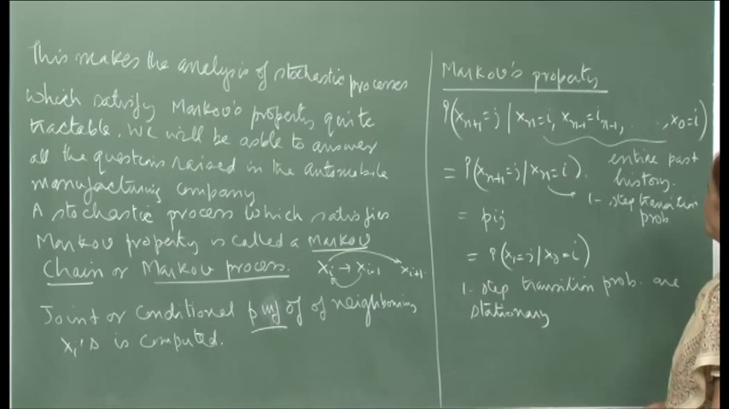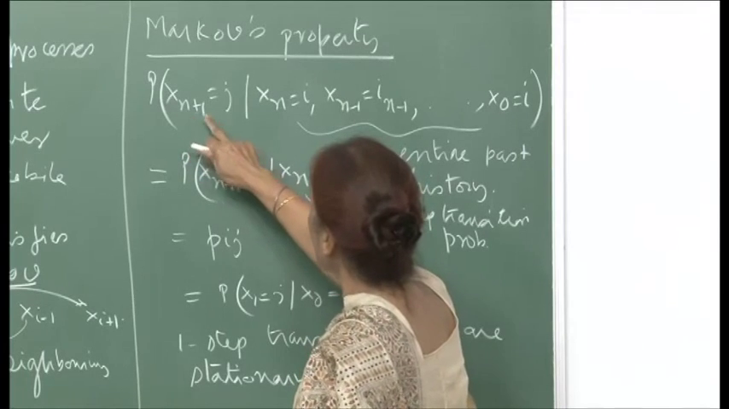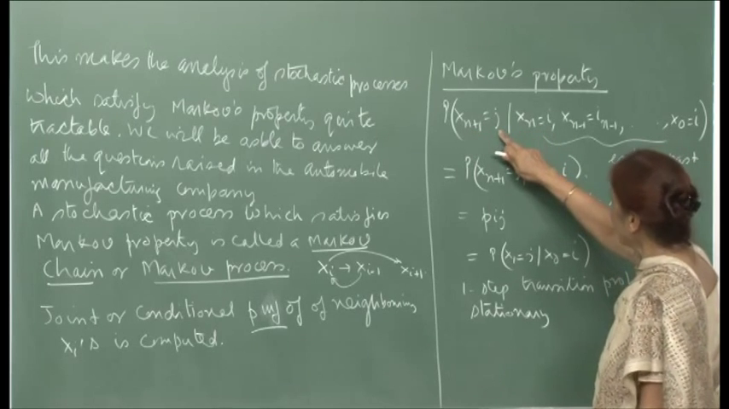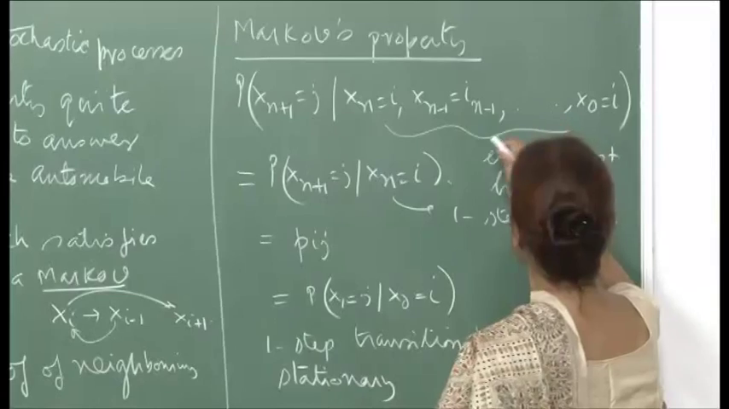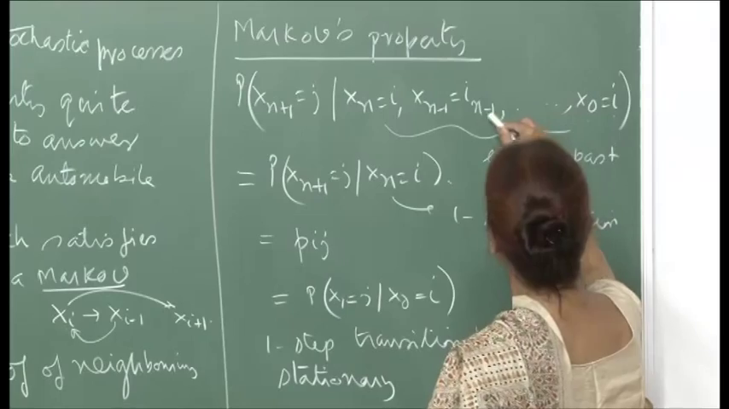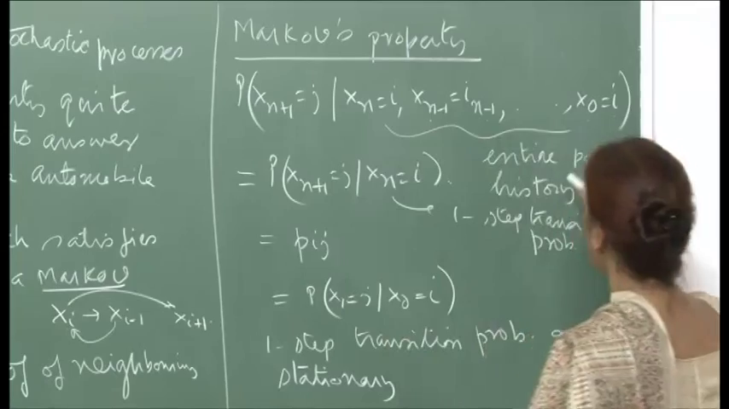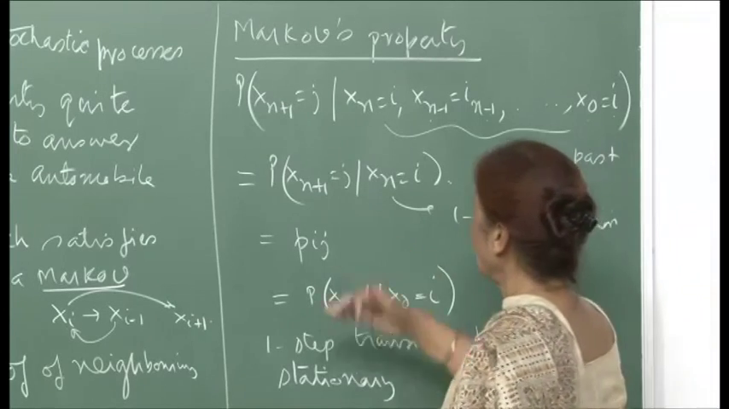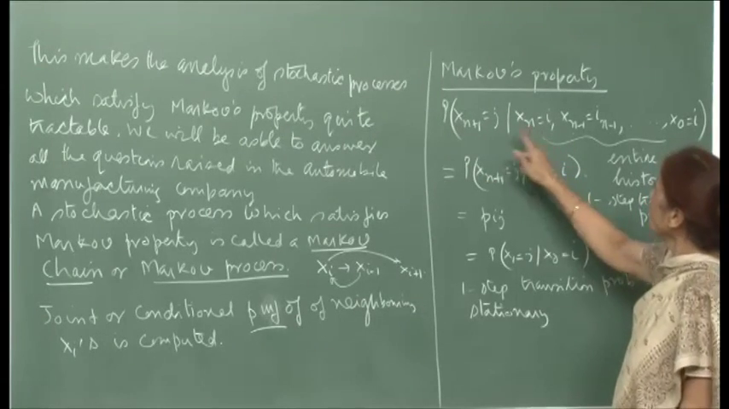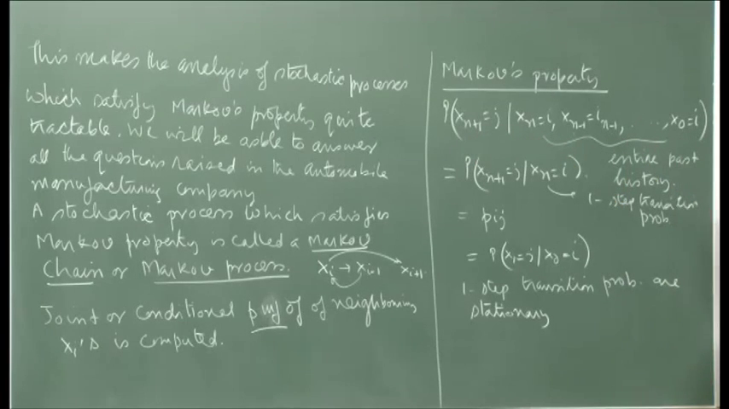Now, if you want to formally state Markov's property, essentially what you are saying is the probability that x n plus 1 is equal to j. That means, at time n plus 1, your system is occupying state j, given the past history, starting from x 0 is i 0, then x 1 is some i 1, and so on, x n minus 1 is i n minus 1, and x n is i. So, this is the entire past history. If you are not assuming the Markov property is satisfied by the process, then to compute this probability, you would need to know the entire past history.